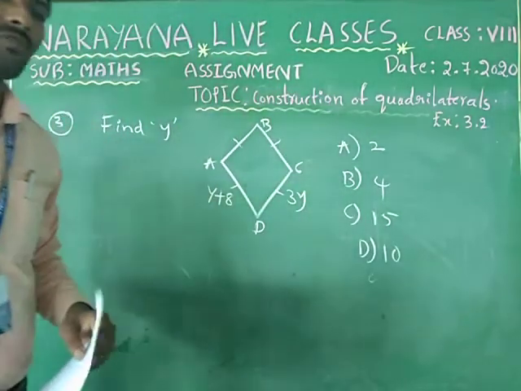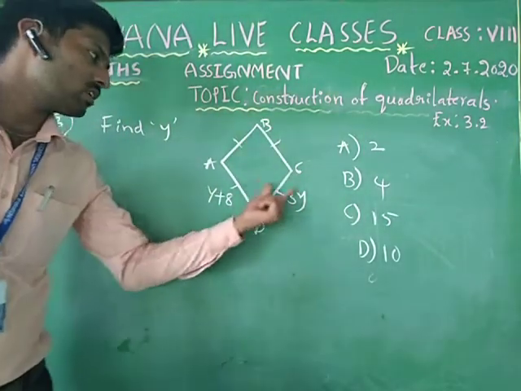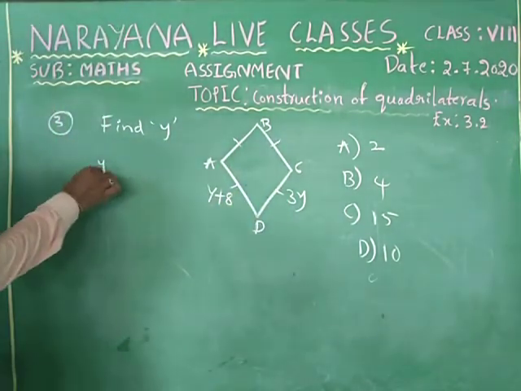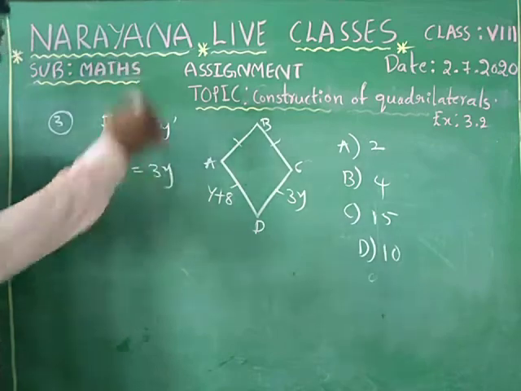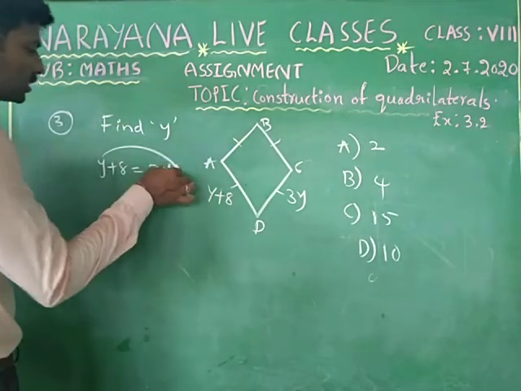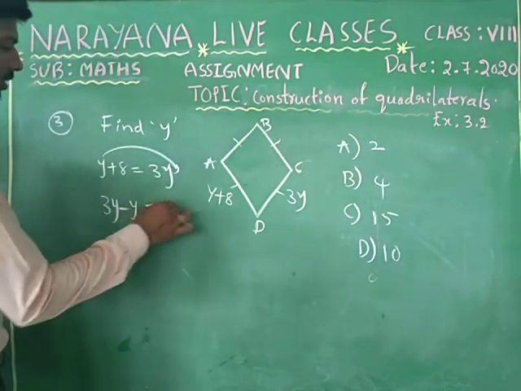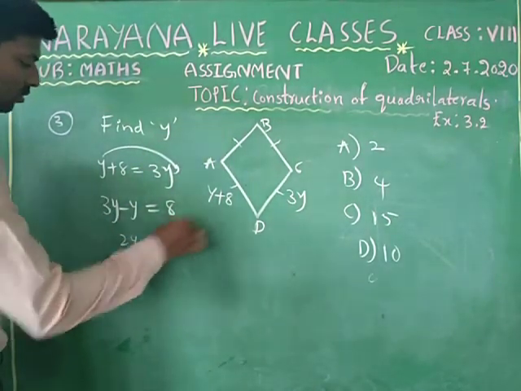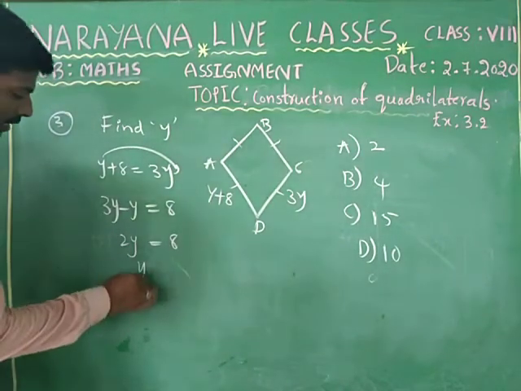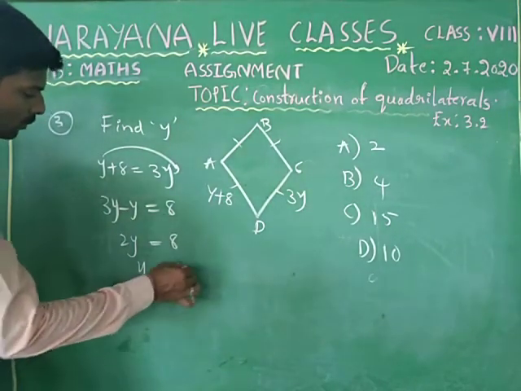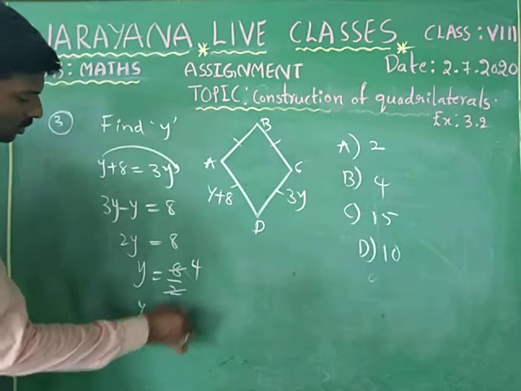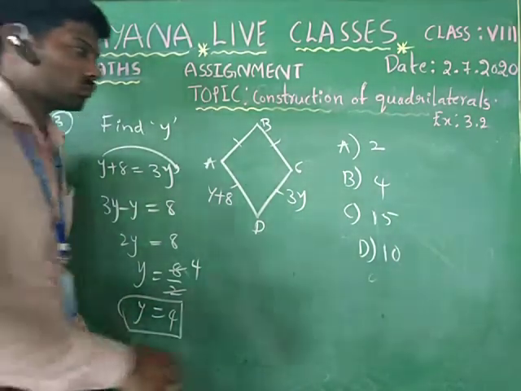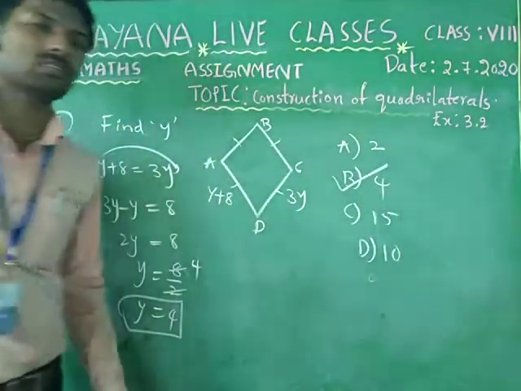From the properties of a rhombus, all sides are equal, no? So we have to equate these two sides. That is, y plus 8 is equal to 3y. Now just transpose this: 3y minus y is equal to 8. This difference can be written as 2y is equal to 8, so y is equal to 8 by 2, that is 4. So the value of y is 4. Option B is the right option.